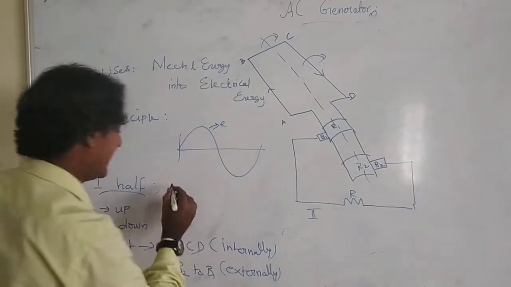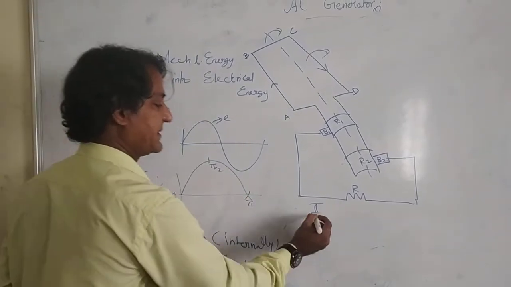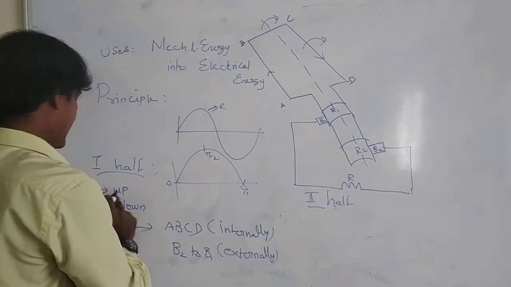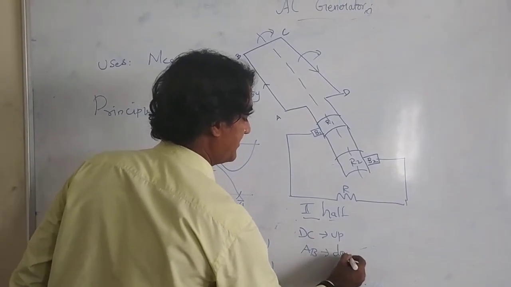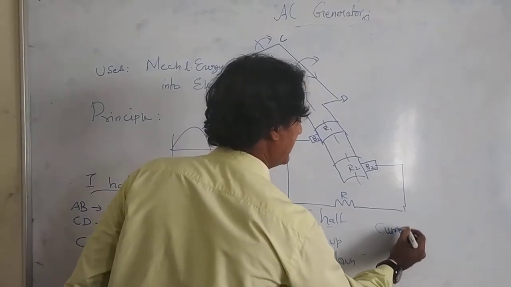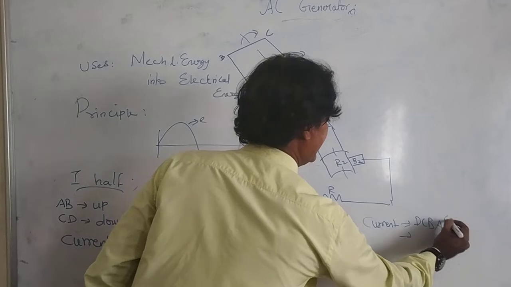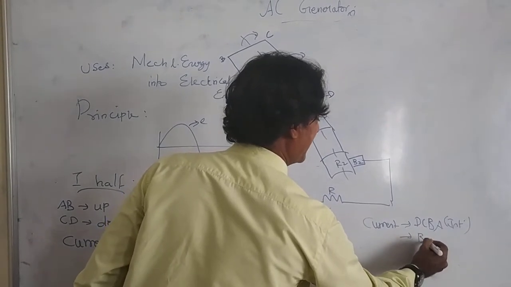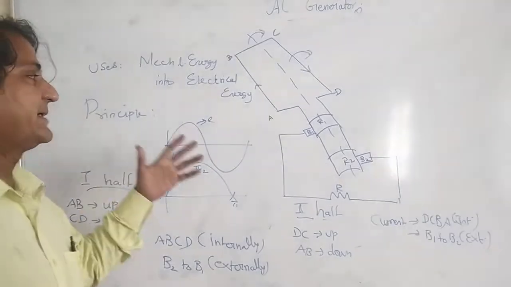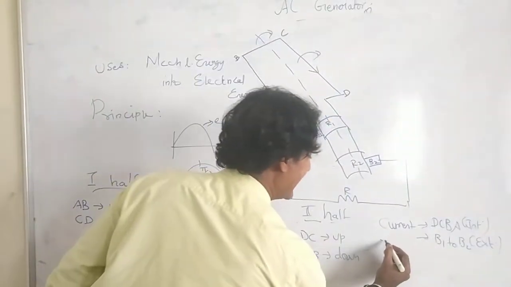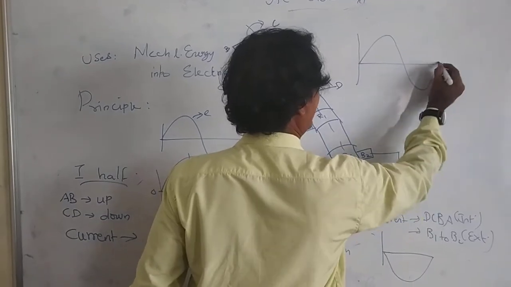Now, in the second half rotation, the wave will be like this, 0, 90 and 180. In the second half rotation, DC will come up and AB will go down. So internally the current will flow from D, C, B, A, but externally it goes from the brush B1 to B2. So these are the keys to understand the AC generator, and the diagram for this second half will be like this. If they are combined, we will get a full cycle of wave.